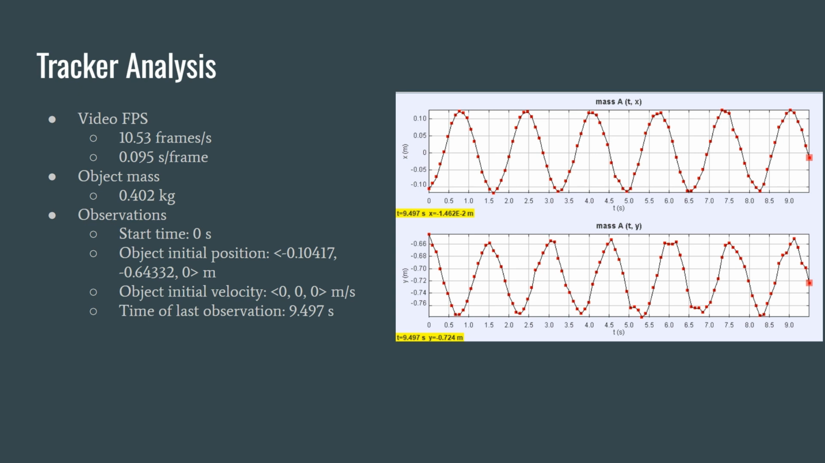This analysis included a video which was set to 10.5 frames per second, so 0.095 seconds per frame. The object mass was 0.402 kilograms, and the start time was at 0 seconds. The initial position was negative 0.104 in the x axis and negative 0.643 in the y axis. The initial velocity was 0, and the last observation was at 9.497 seconds.